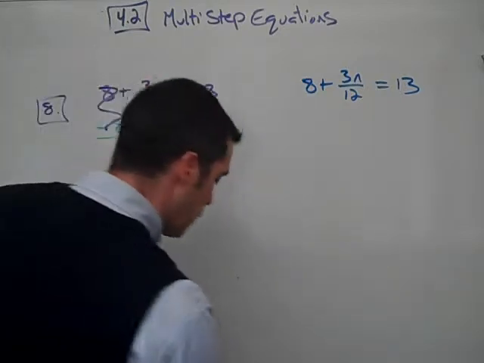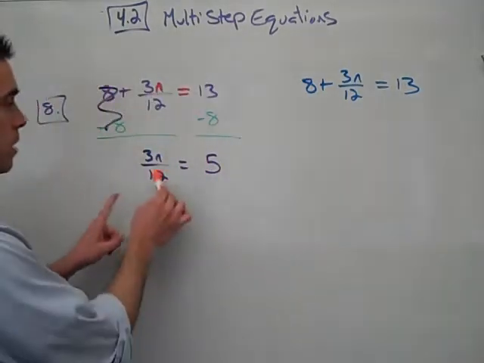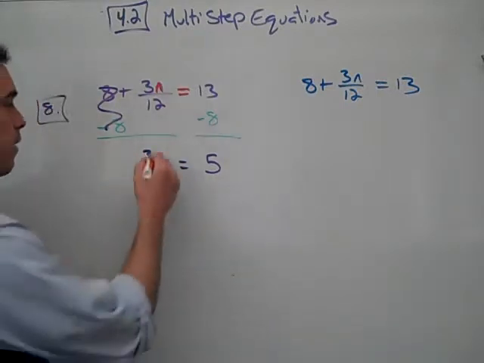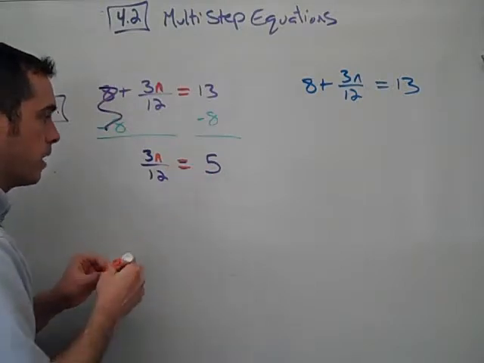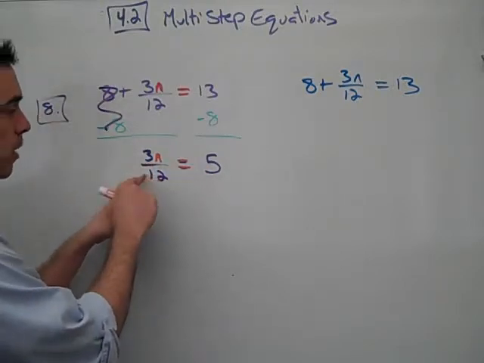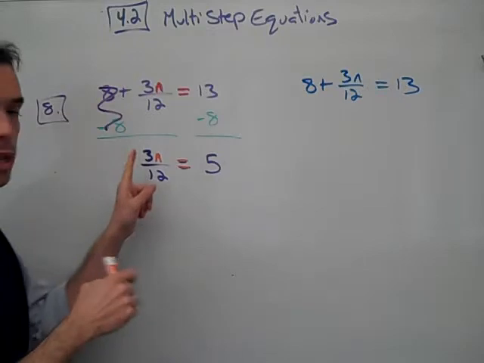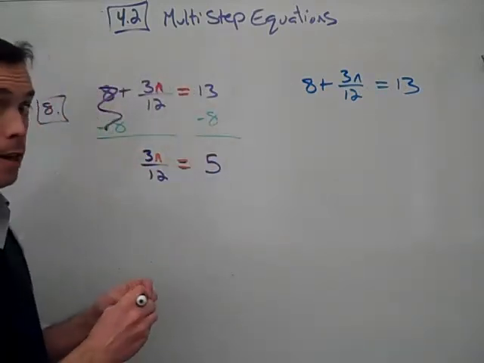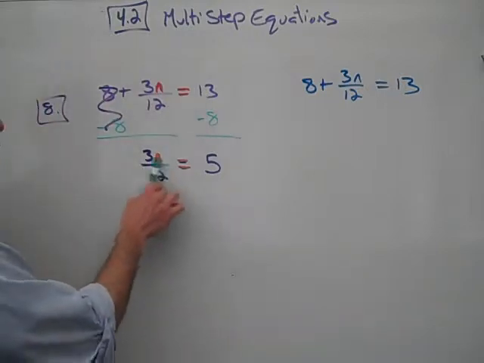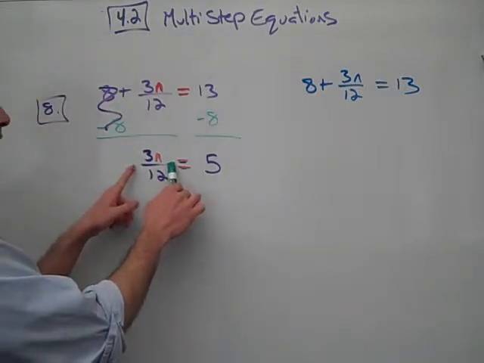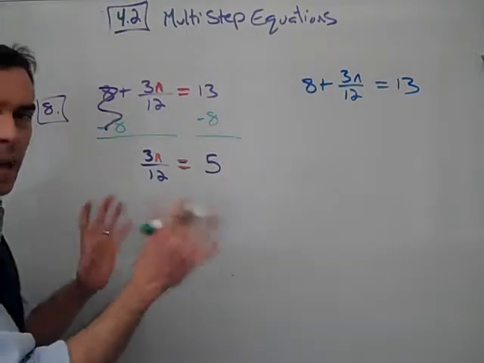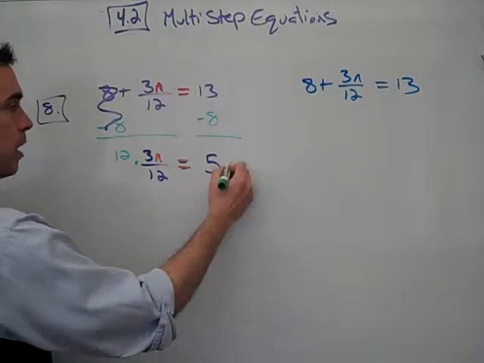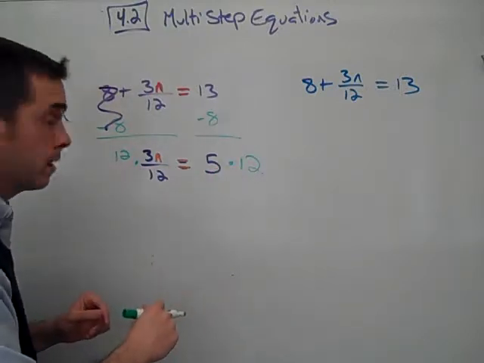Now, the first way I'm going to approach this problem is to deal with the 3 and the 12 separately. I still have my n equals here. I have a divided by 12, and I have a times 3 that's being applied to the n. So step by step, I will deal with them as such. I'm going to work on the divided by 12 first. The inverse of divided by 12, or the opposite, is multiplying by 12. So I'll multiply this side by 12, and I'll multiply this side by 12 to maintain balance.